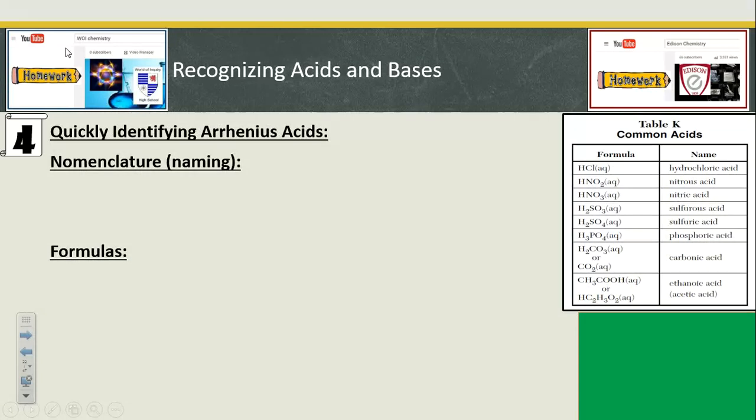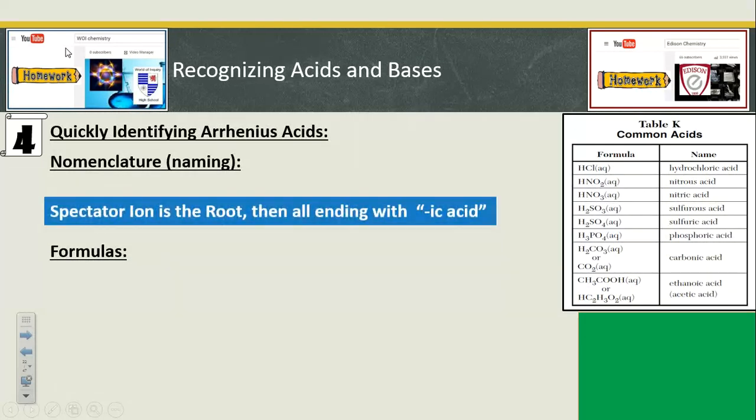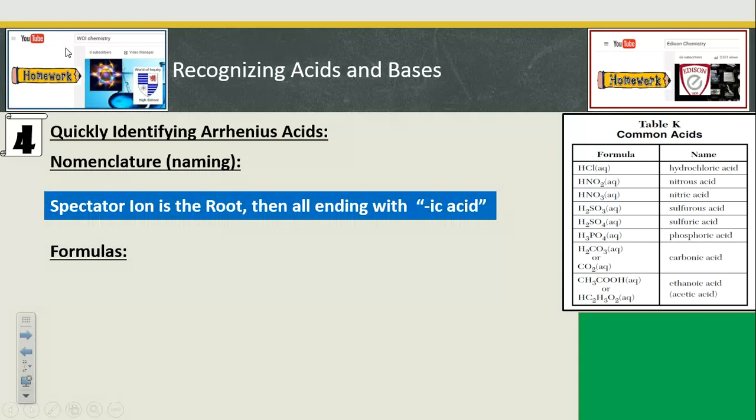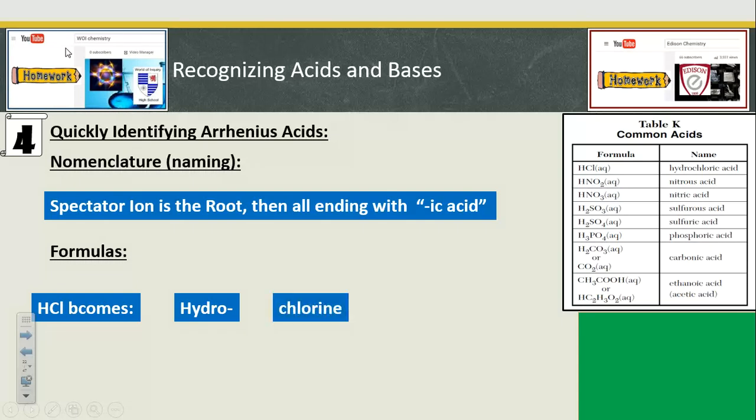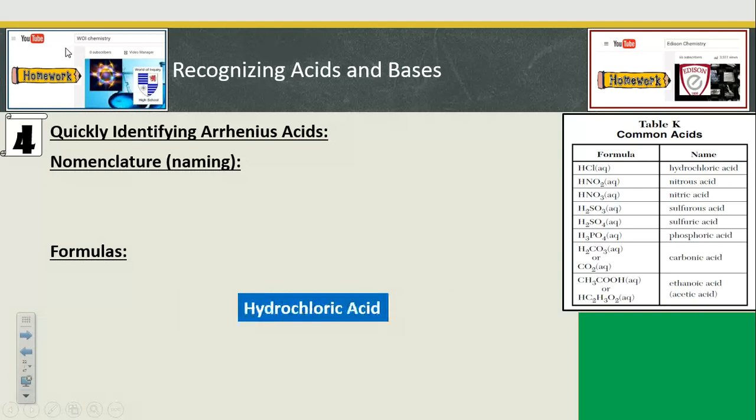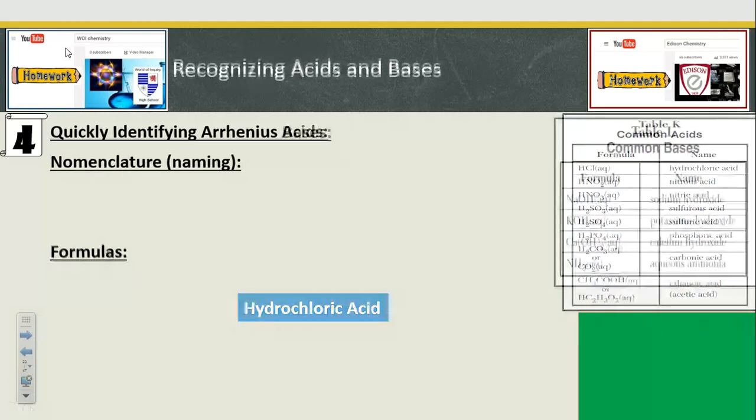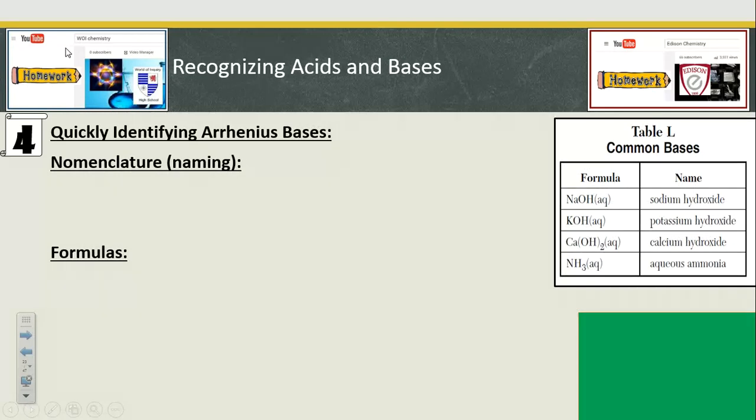And so quickly to identify, naming Arrhenius acids and bases, the spectator ion is the root, and all of the acids end with ic acid. So for hydrochloric acid, the chlorine is a spectator ion, etc. Okay. Formulas always have H in them, typically at the beginning. Hydro for hydrogen, chlor for chlorine, ic, and you get the name, hydrochloric acid. Yay! So the formulas are very basic, pun intended. It's very easy to name these things.